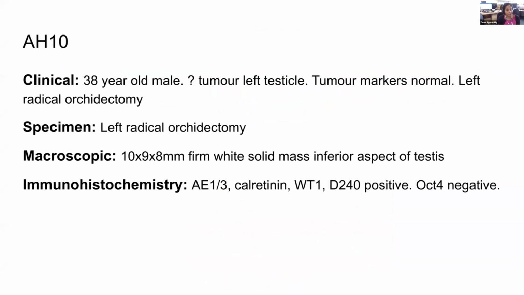Going on to case number 10, we have a 38-year-old man, and we are told that tumor markers are normal, and there's a 10 mm lesion in the inferior aspect of the testis. Immunohistochemistry wise, we are given some very useful immunohistochemistry. We are told AU13, calretinin, WT1, D240 are positive, and OCT4 is negative.